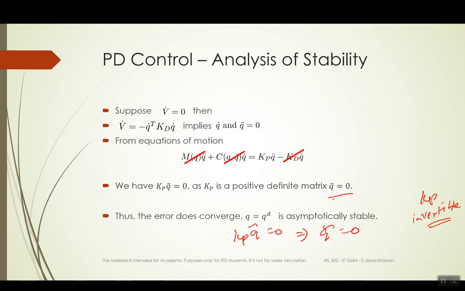So what we have is q tilde equal to 0, which means that q equal to qd is the only point where V dot can be maintained at 0, and V dot is less than 0 at all points other than q equal to qd. So it converges to q equal to qd.